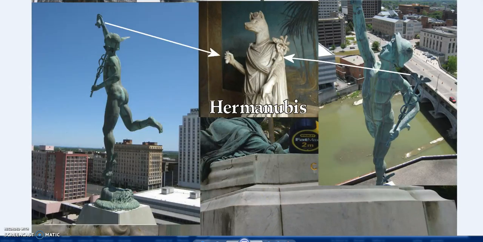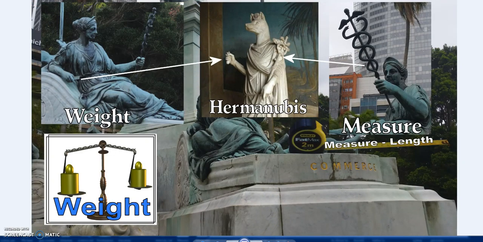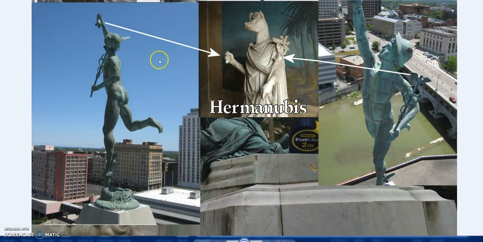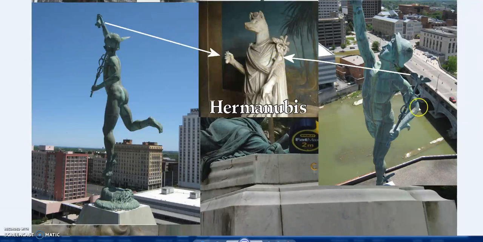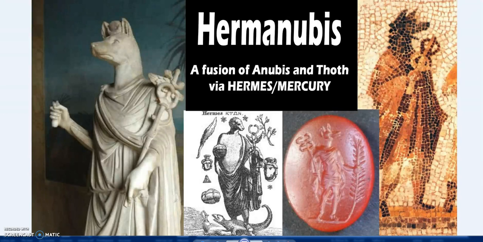And so that's a lady, but also, for instance, the statue of Mercury, Hermes, in Rochester, New York. And what does he have? Weights in one hand, for instance, and the measuring rod in the other. And that's who Hermanubis is.